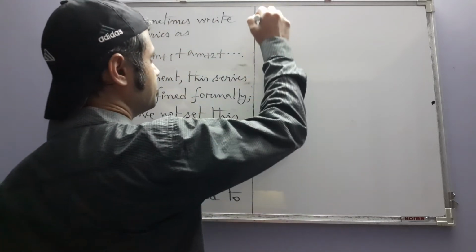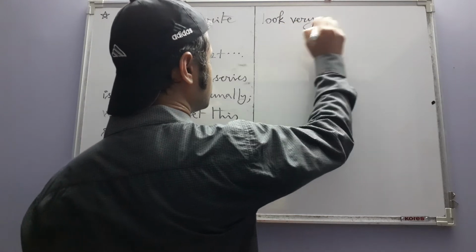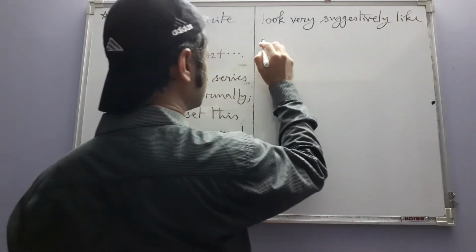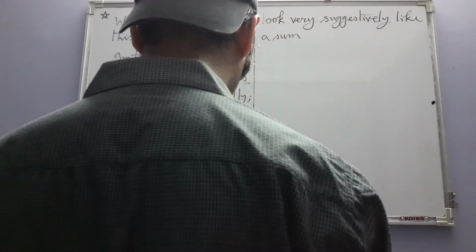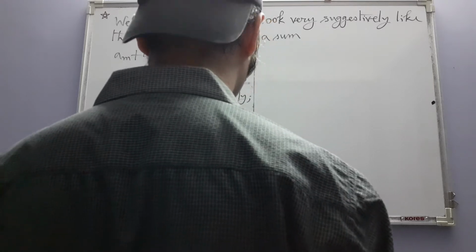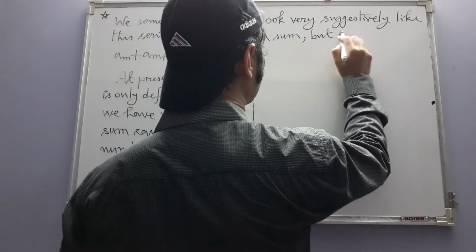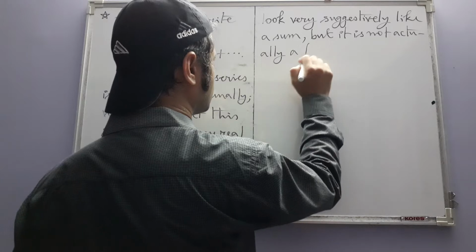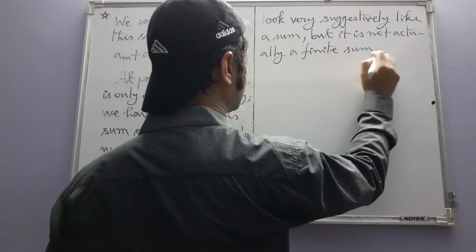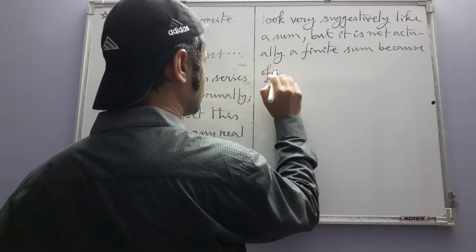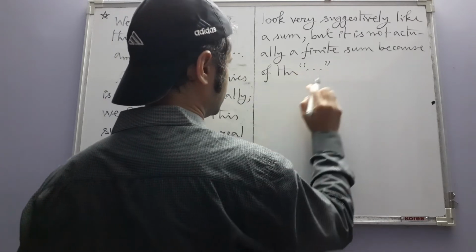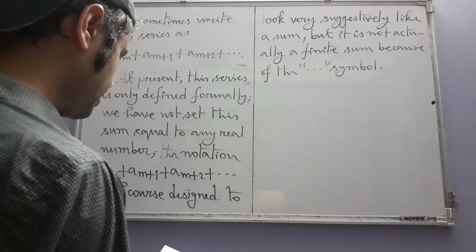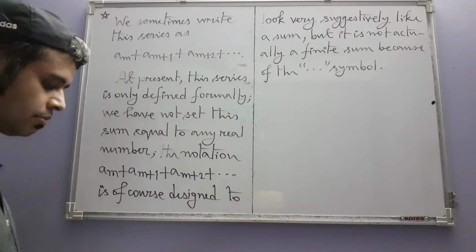Designed to look very suggestively like a sum, but it's not an actual sum. It is not actually a finite sum, because of this dot dot dot ellipsis symbol. Okay, to rigorously define what this series actually sums to, we need another definition.